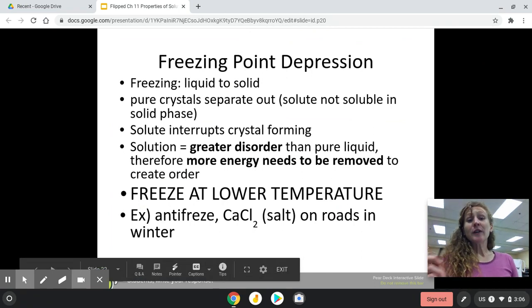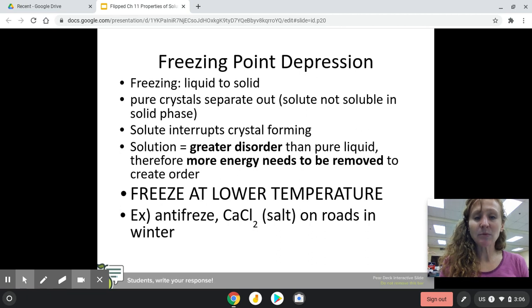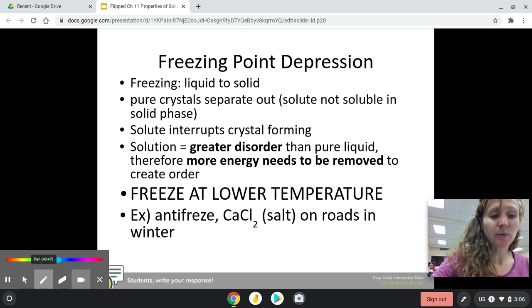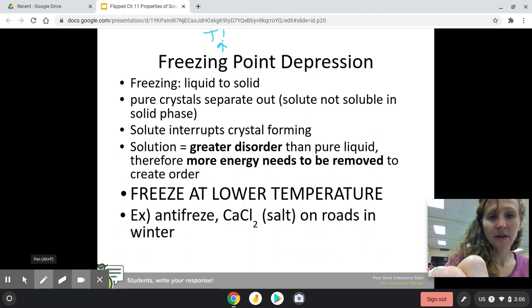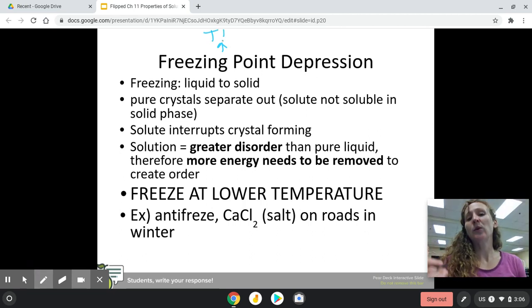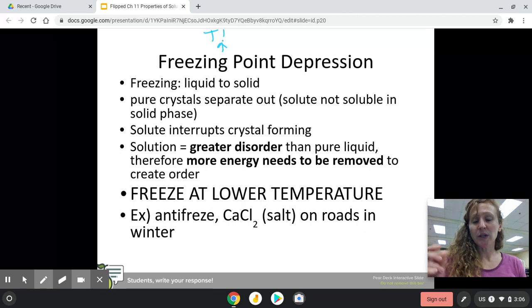Okay, freezing point depression is a very similar thing. So freezing point, again, is going to be a temperature. It's the point at which something freezes. So again, what's the phase change that goes along with this? It's liquid to solid. So it's the temperature at which something turns from a liquid to a solid.